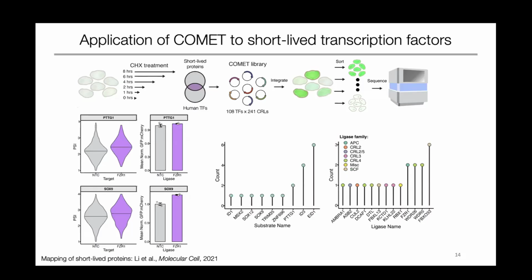And you can group these by the substrate. So the plot on the left there is showing the substrate and how many things we linked it to. And then the plot on the right is showing the ligase and how many substrates it was linked to.